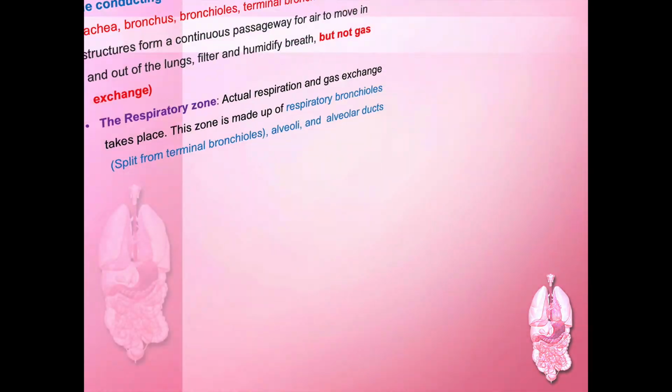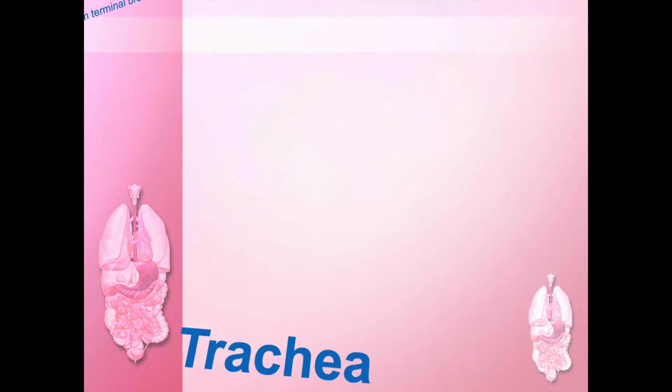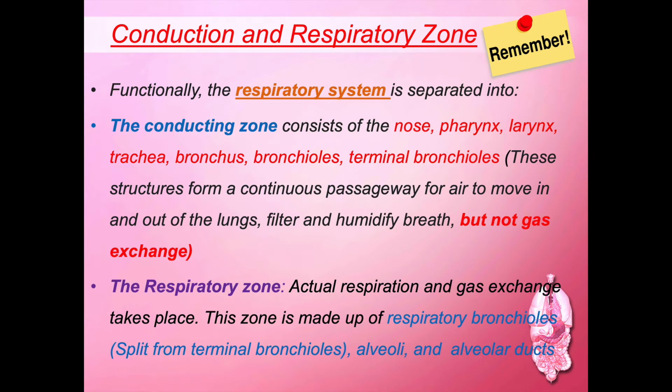And now let's go with the conducting zone and the respiratory zone. That means the areas where the respiratory gases pass. Functionally the respiratory system is divided into the conducting zone and the respiratory zone. Conducting zones are where the oxygen and carbon dioxide travel. It starts in the nose, then comes to the pharynx, then the larynx, then the trachea, then the bronchus, bronchioles, and then terminal bronchioles.